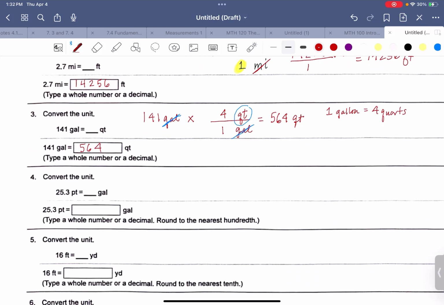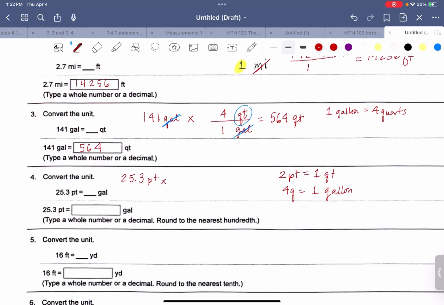In number 4, pints to gallons. But when I look at my conversion sheet, I see that 2 pints is a quart, and that 4 quarts equals 1 gallon. But I don't have one that says how many pints are in a gallon. So I'm going to have to multiply or divide twice. Watch what happens. 25.3 pints.